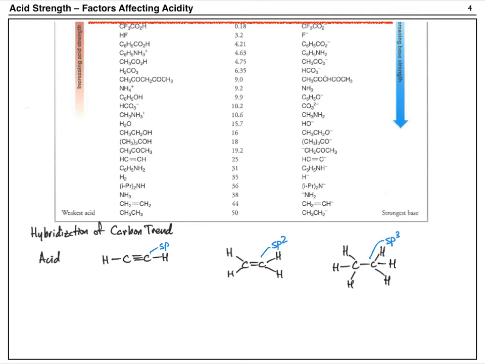Let's go ahead and write the pKa values now. So we said for the alkyne, we're at a pKa of 25. The alkene, we're at 44. And the alkane, we're at 50. So we can see that the acidity trend increases towards the sp hybridization. So stronger, weaker.